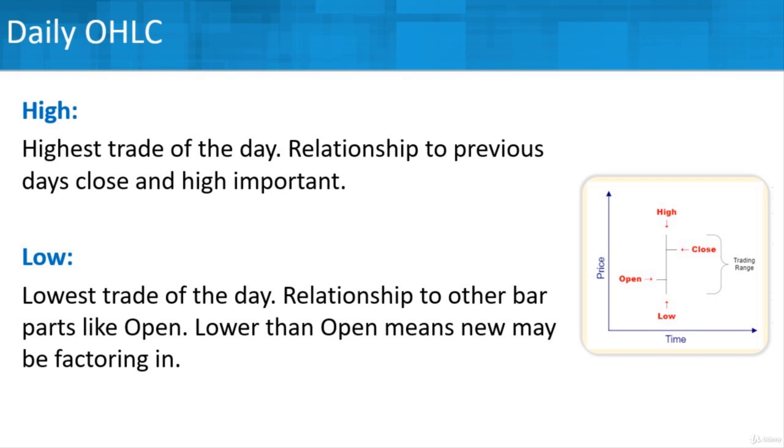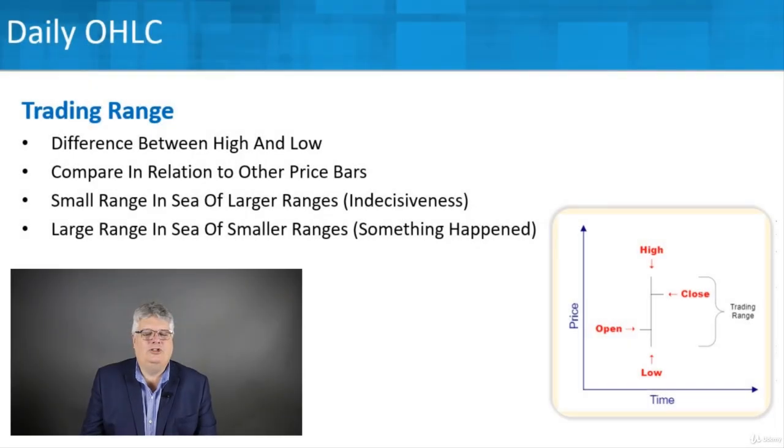So you're looking at that range of price bars. The price bar can tell you quite a bit, and that trading range can tell you quite a bit too. How big is the difference between that high and low? Is it a real short difference between the high and low, or is it a really long vertical line going up, where there's a wide range of prices that things are being sold at? So you want to compare that in relation to other price bars that are preceding it.